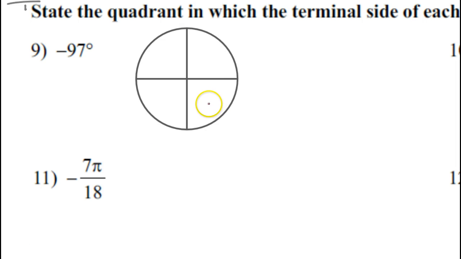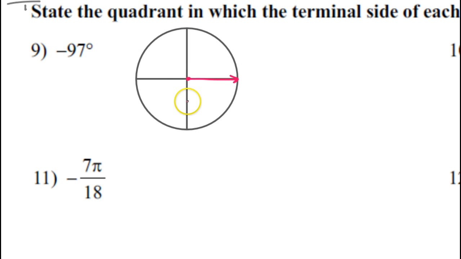In this video, we are going to state the quadrant of each angle. So if you have a negative angle, that means you're moving in the clockwise direction. The initial side is always the positive x-axis. So if I'm going to go negative 97 degrees, I'm moving this way.